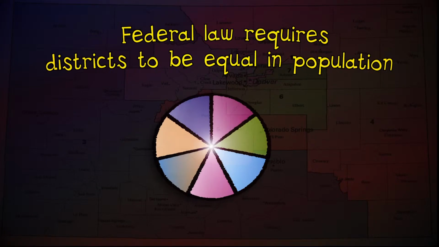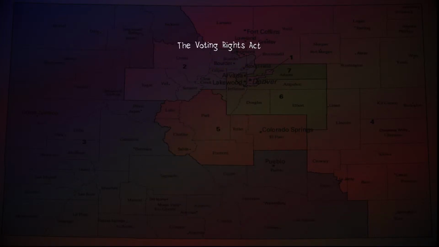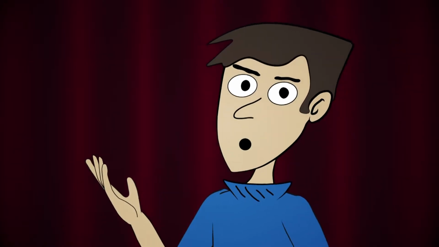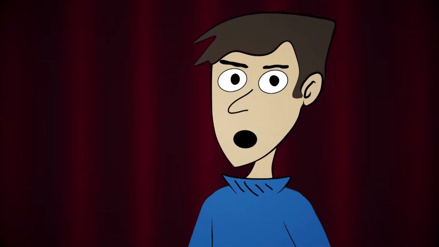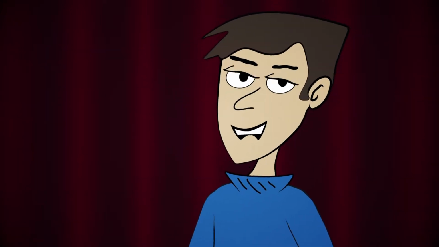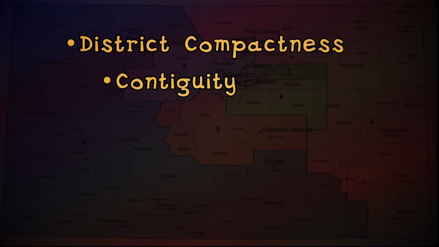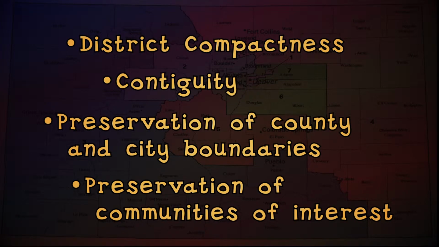Federal law requires that each of the 7 congressional districts be as equal in population as practical. Additionally, the Federal Voting Rights Act requires districts be drawn so as to give minority groups an equal opportunity to participate in the political process and to elect representatives of their choice. As a result of state and federal lawsuits, the courts have had to look at some other issues that affect how the General Assembly may draw the districts as well. Those issues are district compactness, contiguity, preservation of county and city boundaries, and the preservation of communities of interest.